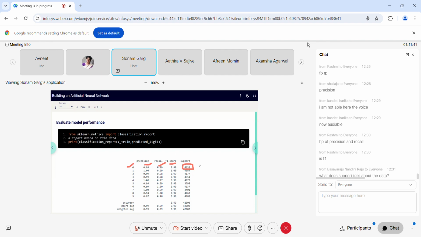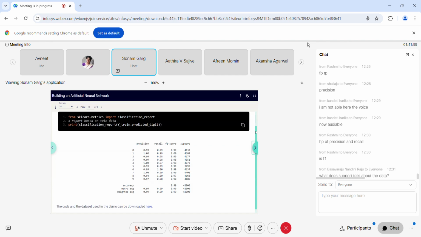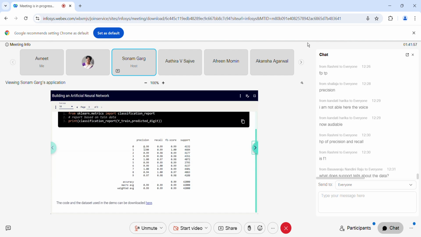Support tells you the actual data points. This 4401 is telling you there are 4401 rows in your data set where the label is 7. How many times does 7 come as a label in your data set? Okay, actual total accuracy is coming to be 0.99 and total support is 42,000. So totally we have 42,000 rows in the data set, out of which the total accuracy of this model is coming to be 99%.